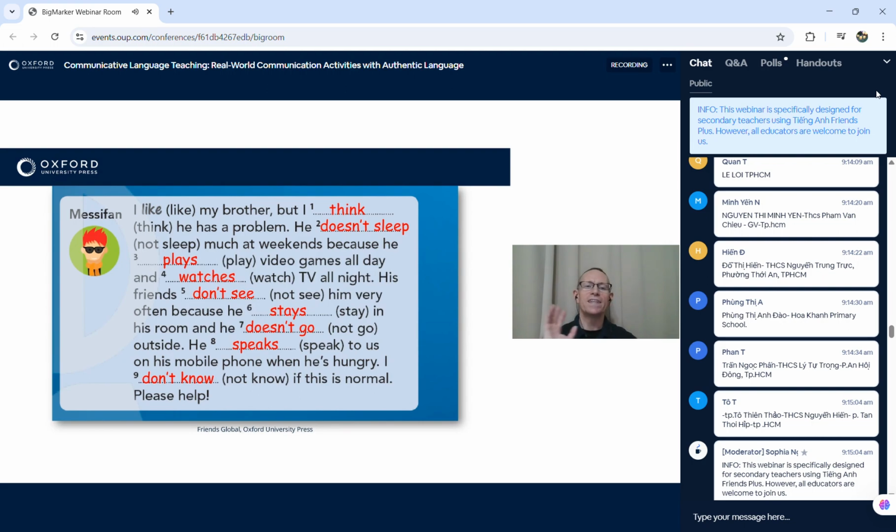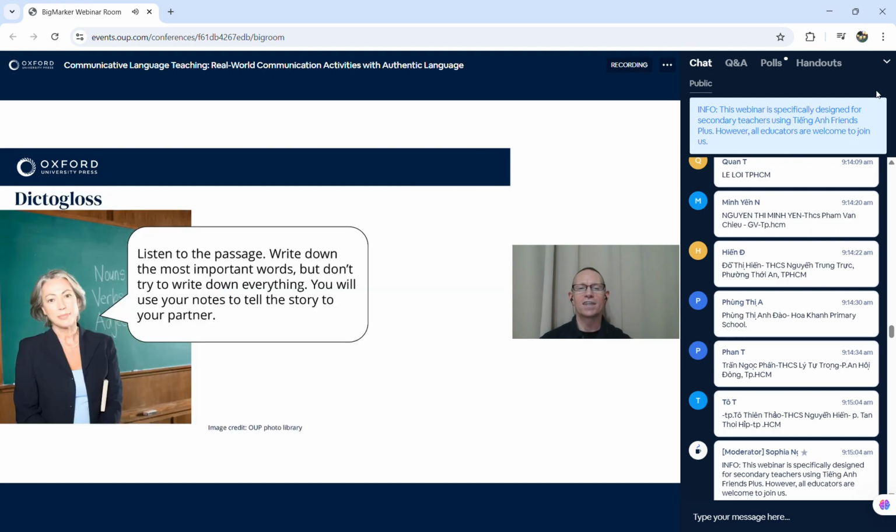Moving on, there's another section in the same grammar page, which was designed as a grammar accuracy activity, where students put the verbs in the brackets or the parentheses into the correct tense. Okay, so that was designed essentially for grammar accuracy, grammar practice, but we can do an extension activity from this to develop communication ability. And this is called Dictogloss.